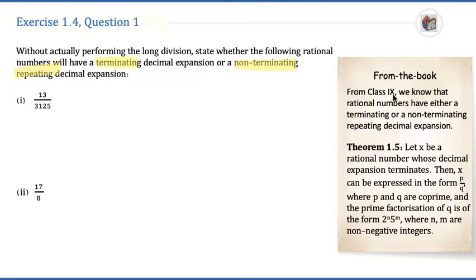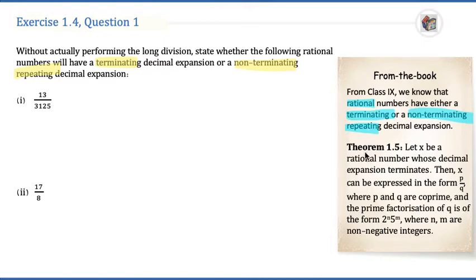Okay, so from class 9, we already know that whenever you have a rational number, then it can only have two kinds of decimal expansions. Either the decimal expansion will be terminating, which means it will end somewhere, or if it is non-terminating, that is, if it does not end, then there will be something repeating. So these are really the two kinds of decimal expansions that rational numbers can have.